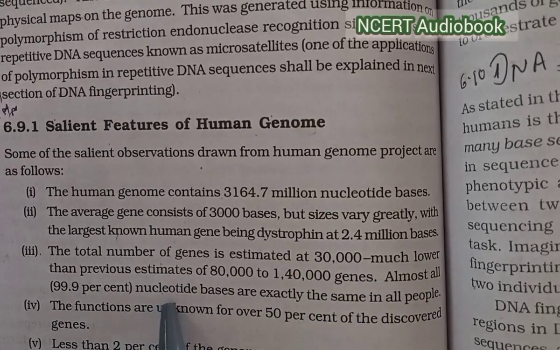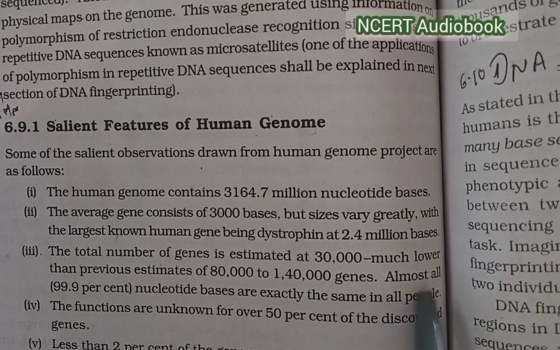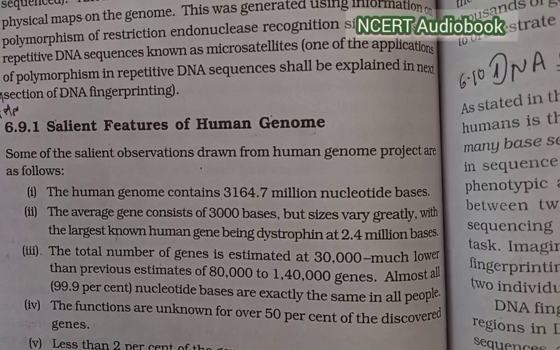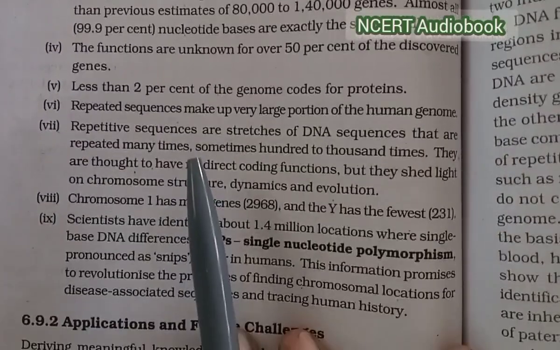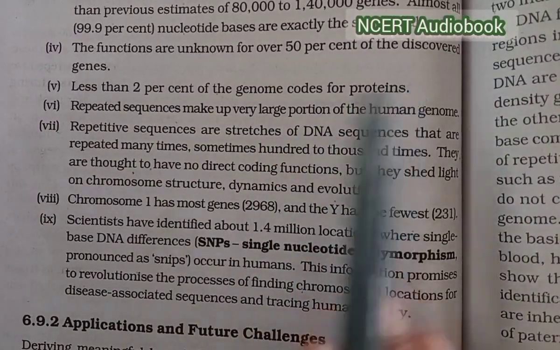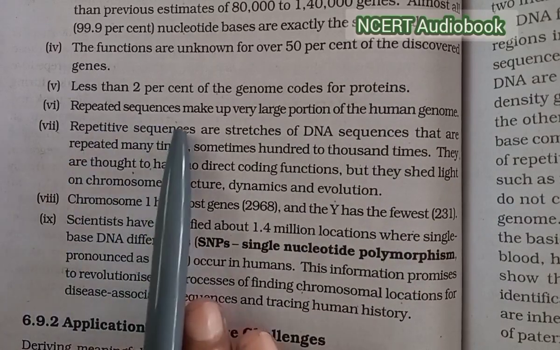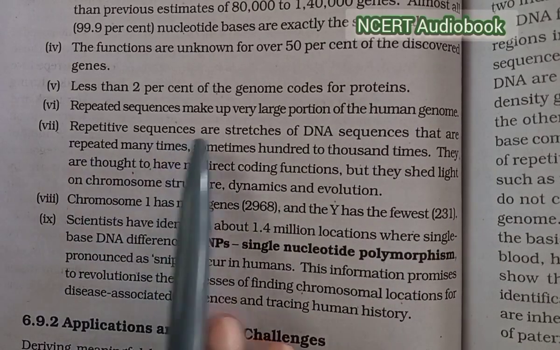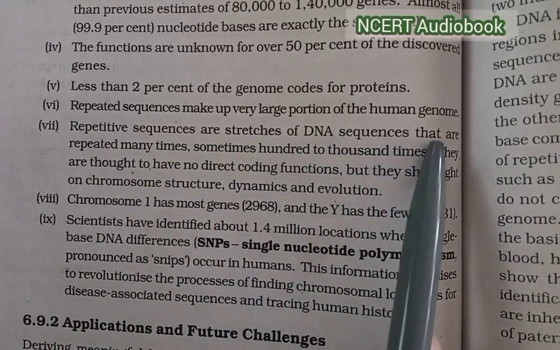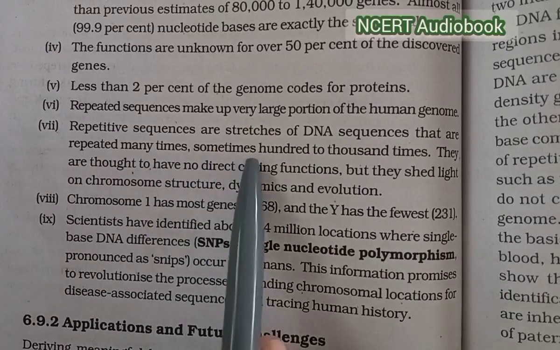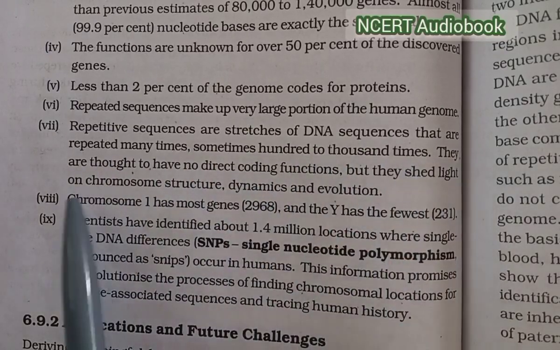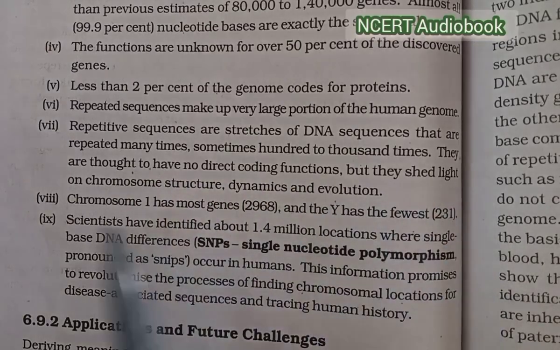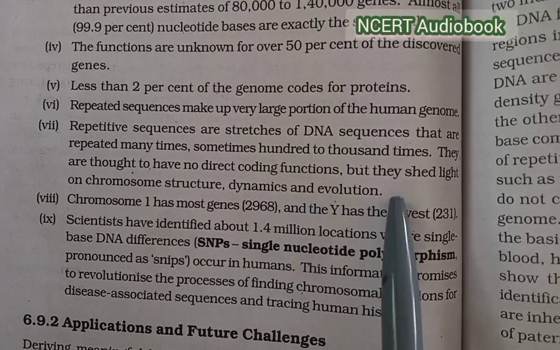Almost all the nucleotide bases are exactly the same in all people. The functions are unknown for over 50% of the discovered genes. Less than 2% of the genome codes for protein. Repetitive sequences make up a very large portion of the human genome. Repetitive sequences are stretches of DNA sequence that are repeated many times, sometimes 100 to 1000 times. They are thought to have no direct coding function, but they shed light on chromosome structure, dynamics, and evolution.